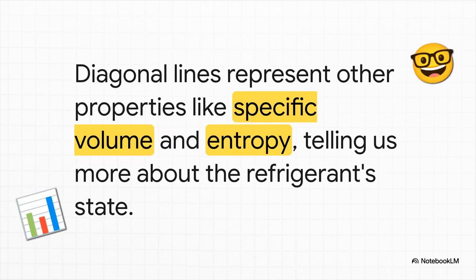And this is why the chart starts to look a little crazy. We can layer on even more information. These diagonal lines you see represent other properties, like specific volume, basically how fluffy or dense the refrigerant is, and entropy. Now, don't worry, we don't have to get bogged down in the weeds here. Just know that every single line on this chart is telling us something very specific about our refrigerant's condition.